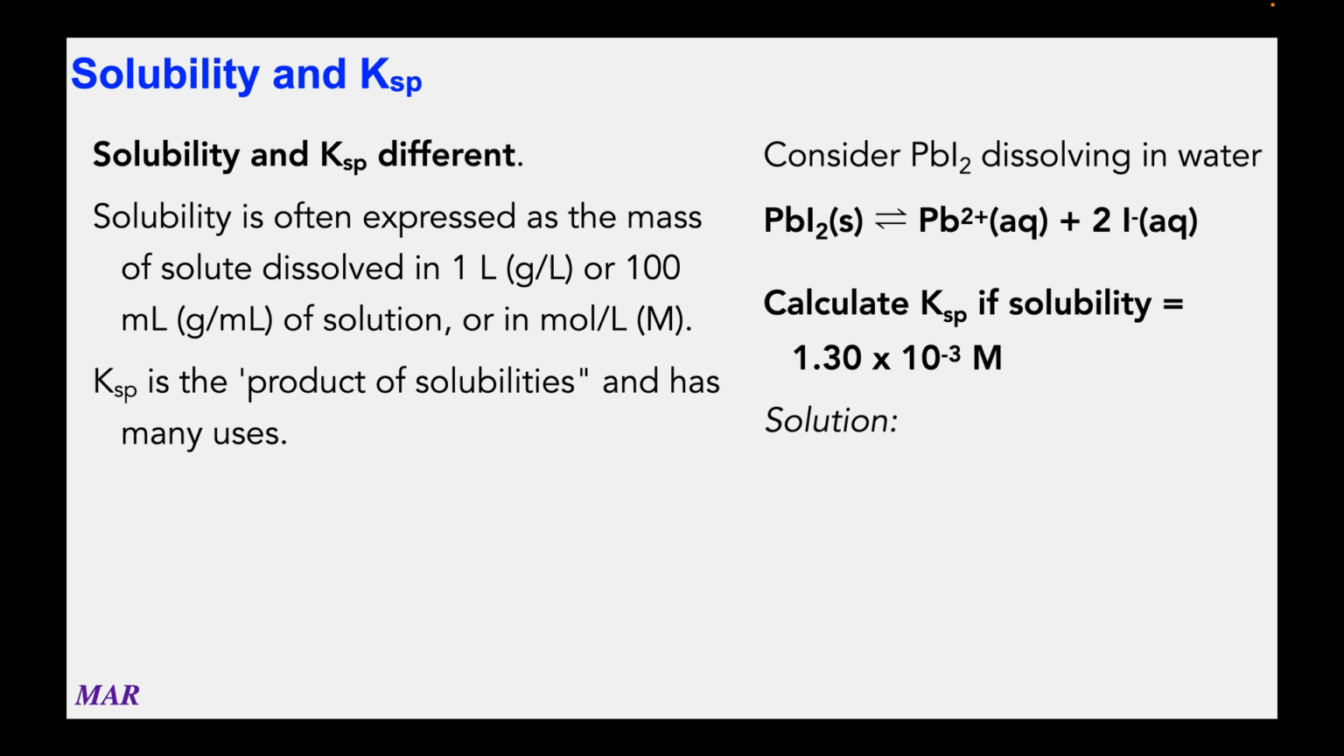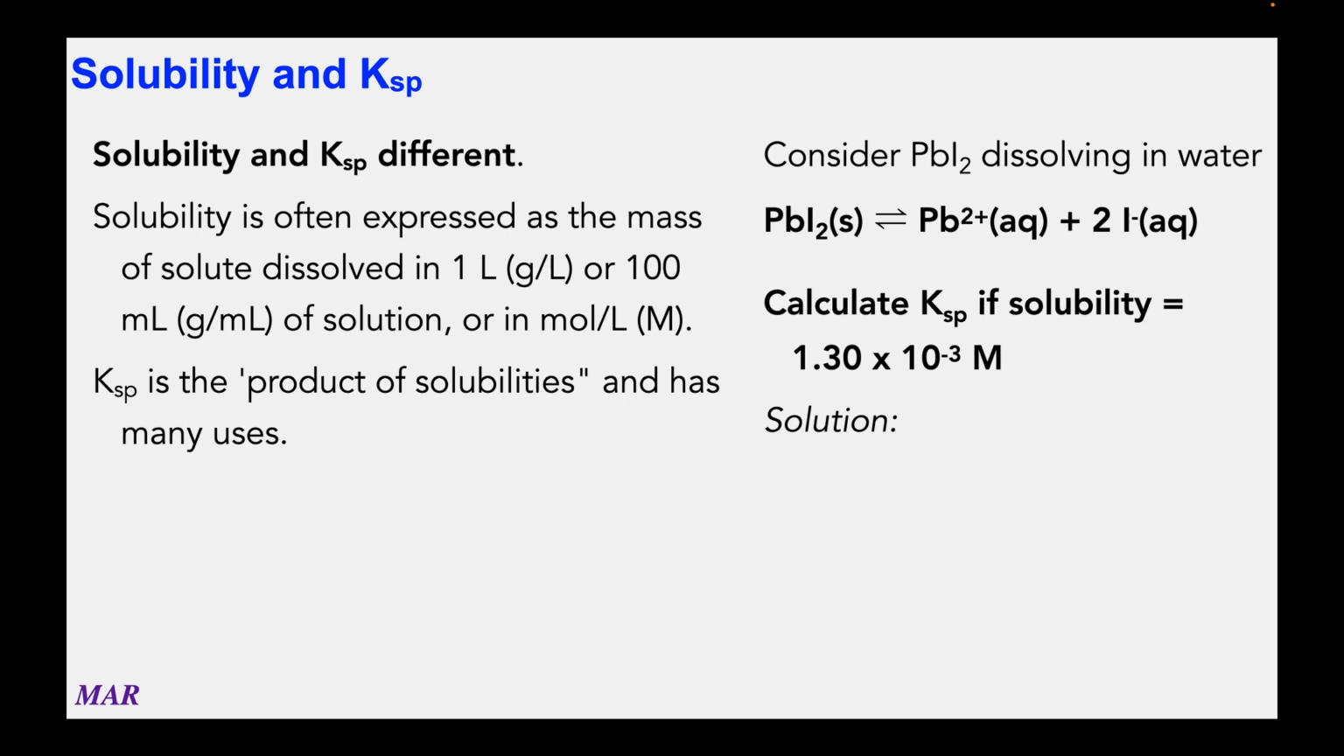Now, solubility and Ksp are different numbers, and that's really important to point out here. Solubility is usually expressed as the mass or moles of solute dissolved in a liter or 100 milliliters or something like that. Usually for us, it'll be moles per liter, but it can be expressed different ways. So solubility is a molarity, and Ksp is the product of solubility. For example, in that one problem, we took the solubility and multiplied it by itself, the silver ion times the chloride, to get the Ksp value. So Ksp and solubility are different.